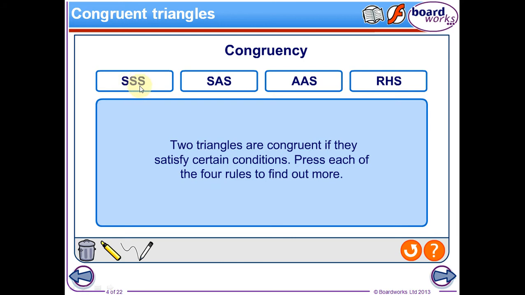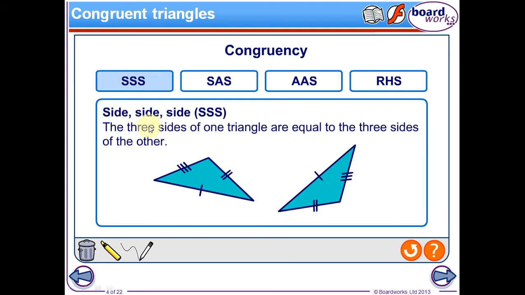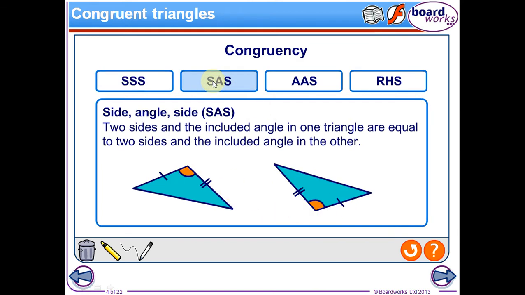We have SSS, side. Okay, the three sides of one triangle are equal to the three sides of the other triangle. Look at this now. This is a scaled triangle, and you look at this dimension, it is the same as this dimension. This dimension here, that is the length, if you measure it, is the same as this, and similarly the third one.